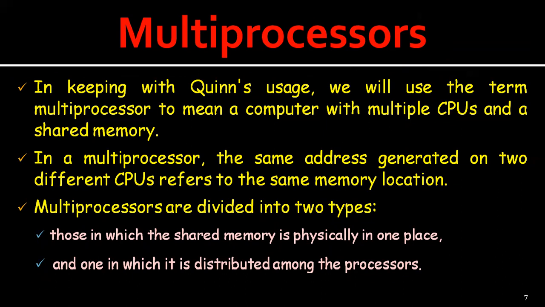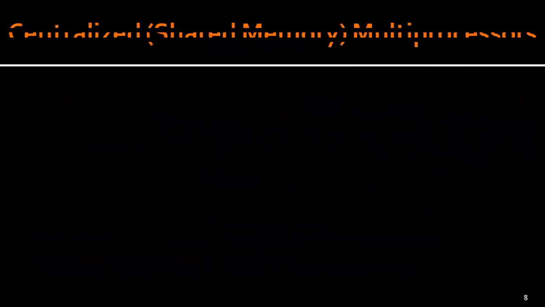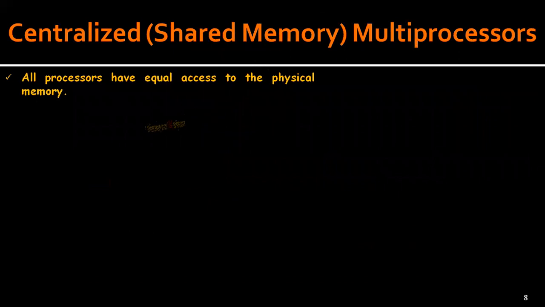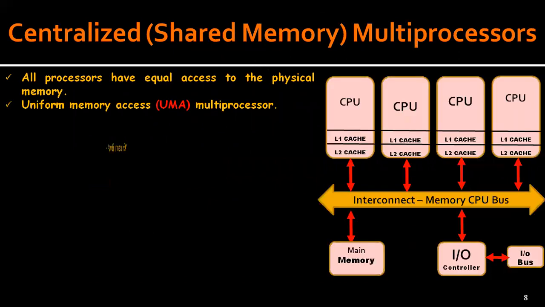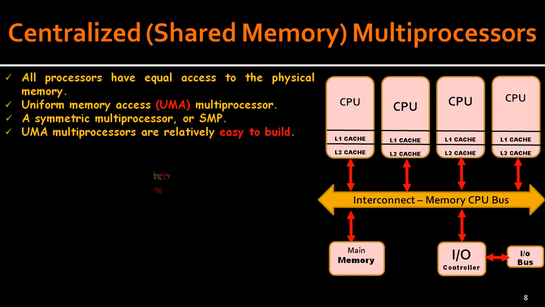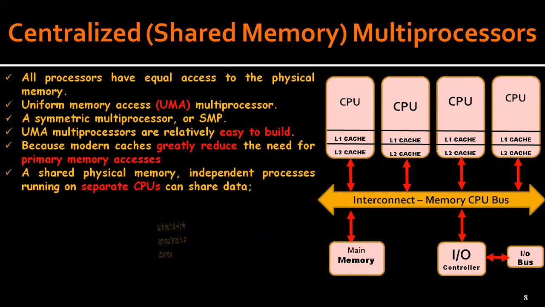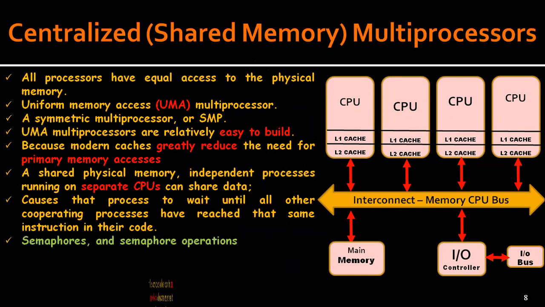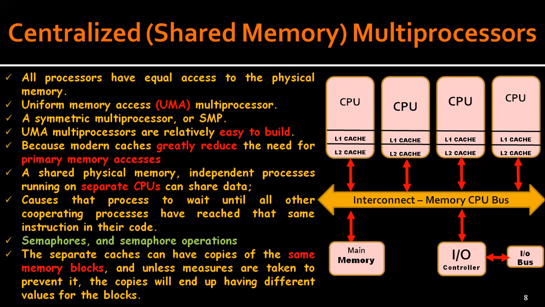Now let us see what centralized shared memory multiprocessors are. In a centralized memory multiprocessor, all the processors have equal access to the physical memory. This type of multiprocessor is called a uniform memory access multiprocessor, or UMA multiprocessor.